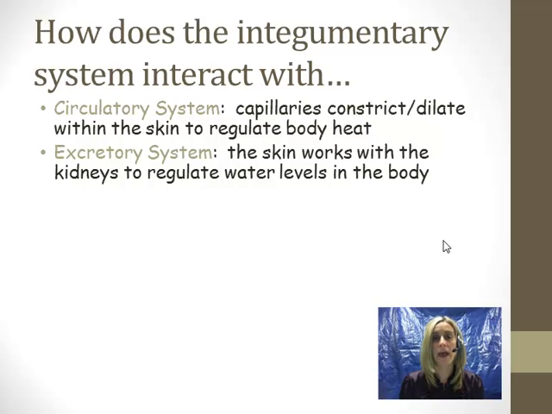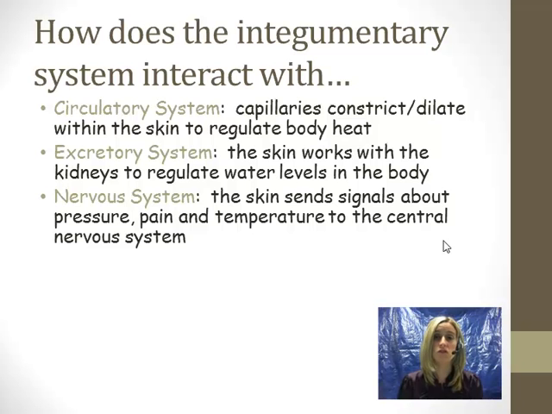So if you are sweating out excess water that you have, then that involves the kidneys as well. They're also dealing with excess water, or if you don't have enough water, that's involved as well. The nervous system: you saw there are nerves right there involved in the integumentary system. The skin is sending signals about pressure, pain, and temperature to the central nervous system through the nerves. They're right there in skin.